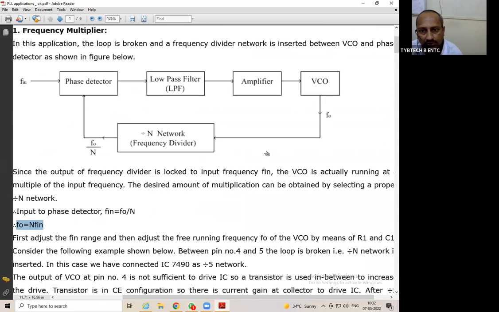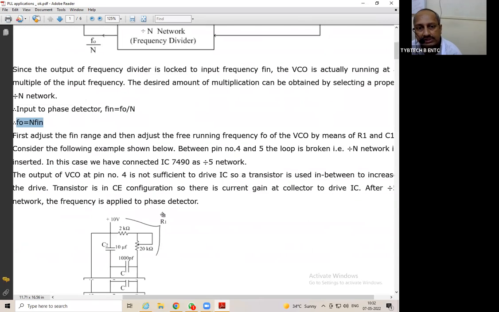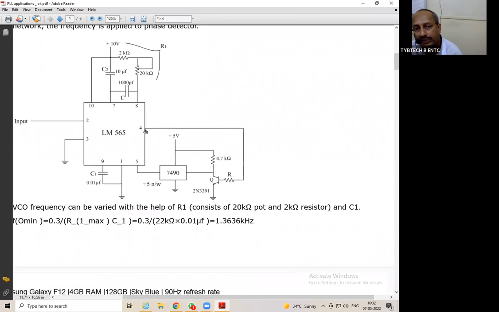So is it mentioned over here? Yes, here. This is pin number 4 and this is pin number 5. In between, this divide by N network has been added. So here in pin number 4 and 5, this is the divide by N network that has been added.